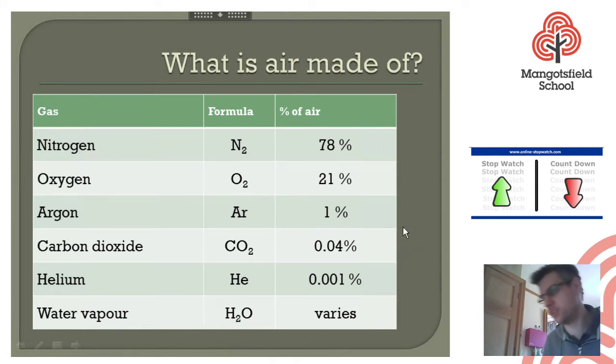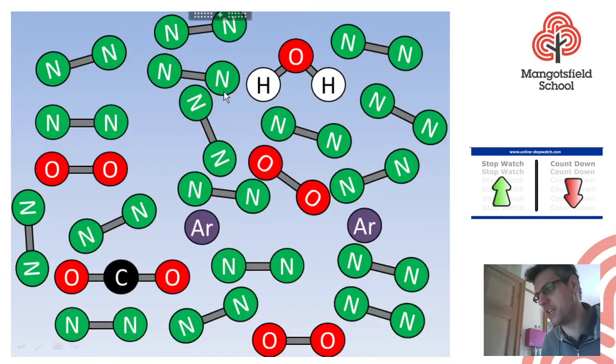Now, these gases are mixed together in the air. Here is a diagram showing the molecules. A molecule is a small group of atoms. Nitrogen is N2 because it has 2 nitrogen atoms bonded together. Oxygen is O2 because it has 2 oxygen atoms bonded together. Carbon dioxide, CO2, 1 carbon, 2 oxygens. Argon isn't bonded to anything, so it's just got the symbol Ar. And then water's up there, H2O, 2 H's, 1 O.